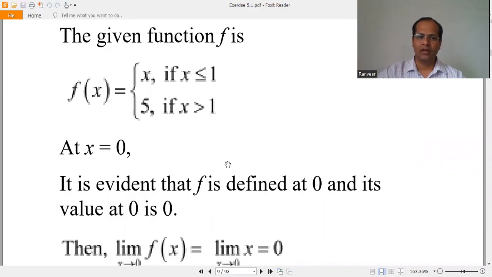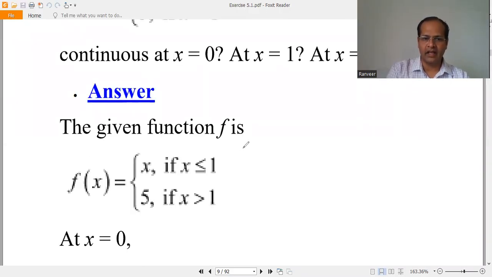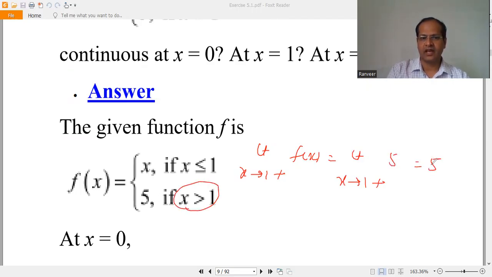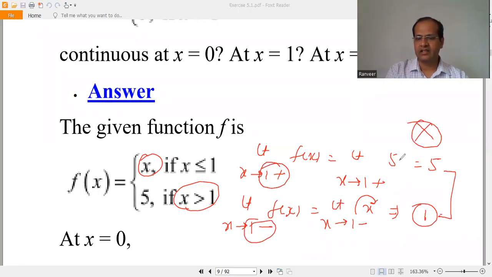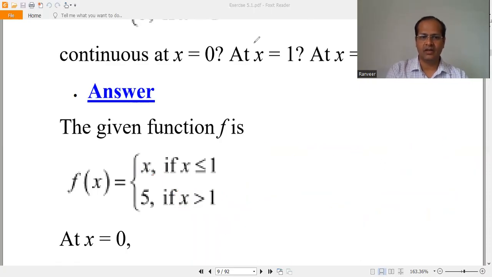I'm giving you only one thing. What you have to do is write like this: the limit as x tends to 1 plus of f(x). The value is nothing but 5, so this is directly 5. And the limit as x tends to 1 minus of f(x), what is the value? This is x, so the limit as x tends to 1 minus of x. We just substitute the value here, this is 1. So the right hand limit and left hand limit are not the same. So definitely this is not continuous at the point 1.